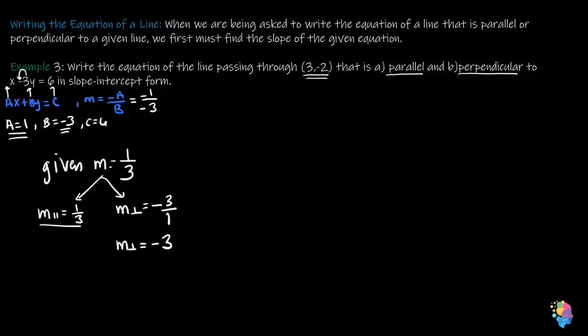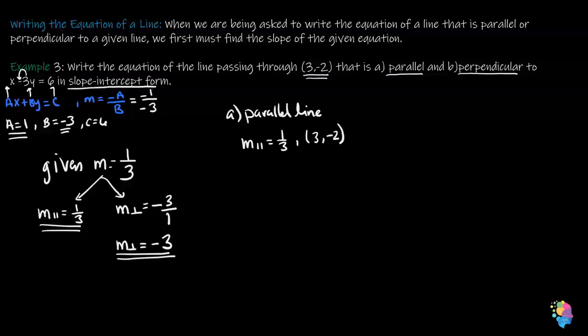All right, now that we have the slope of the parallel and the slope of the perpendicular, we're ready to write our equation. Then let's begin writing the equation of the parallel line. The slope of the parallel line, we found it to be 1 over 3, and we're given the point 3, negative 2. Now remember, they want the equation in slope-intercept form. So then the formula that I'm going to bring down will be y equals mx plus b.